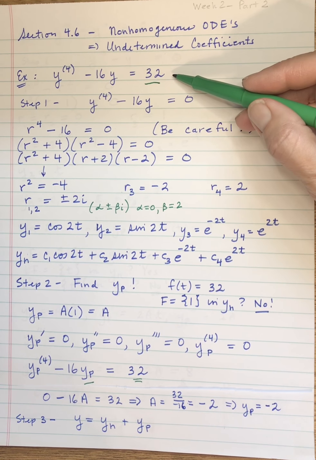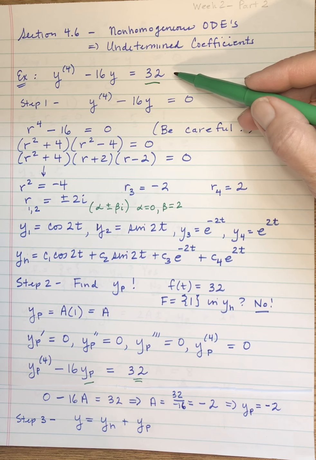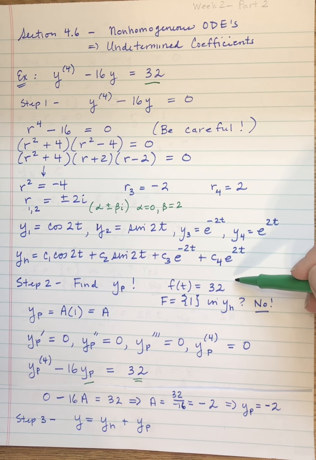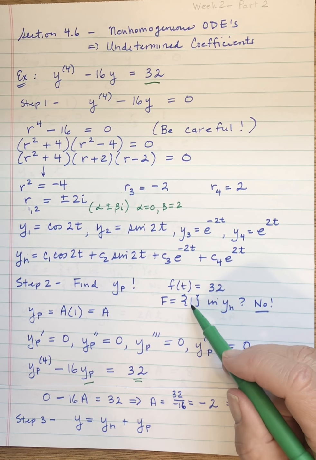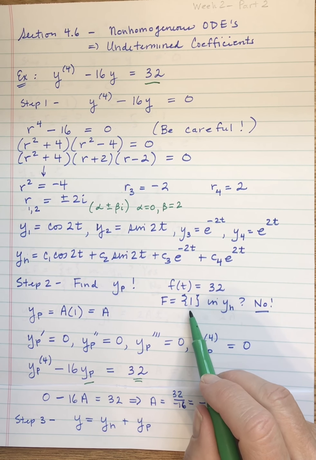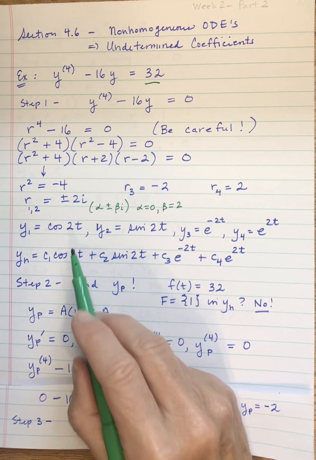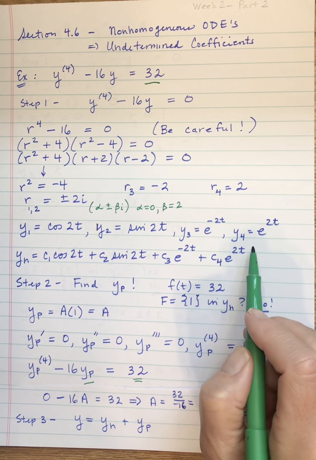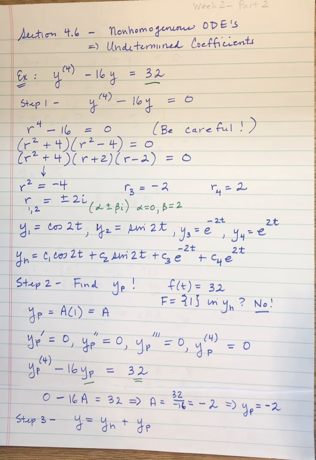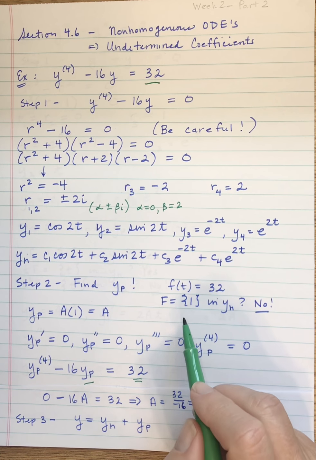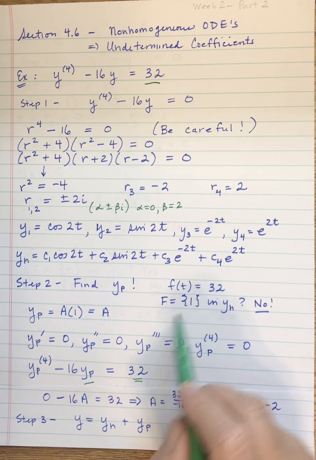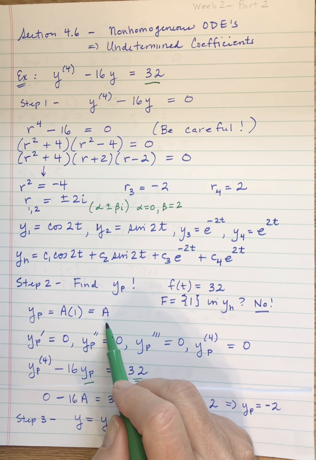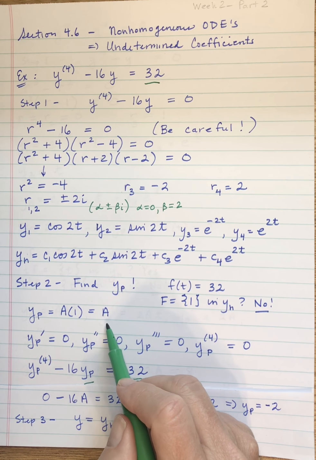Now we need to find our particular solution. So take a look at our function on the right hand side. That's a constant 32. Our associated set of functions is therefore just 1. Now is 1 in our homogeneous solution? No, we would have had to have a root of 0. We didn't have a root of 0. So we just take any constant, we'll call it a, multiply it by 1. That just gives us a. So our particular solution is just a constant.